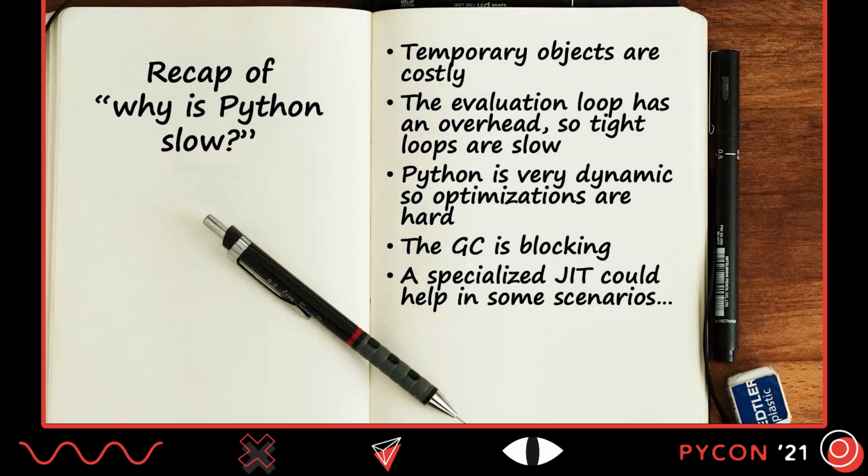So let's recap the conclusion of why is Python slow. There's a temporary object problem. There's the evaluation loop of CPython and the big overhead that has, so tight loops and cycles are really slow. Most attempts at improving the performance of Python come with major drawbacks to either compatibility or platform support. And so having a truly compatible optimizer for Python is actually pretty tricky. The garbage collector is a stop everything collector, unlike Node.js, which does a multi-threaded mark process. And lastly, the theory is that a specialized JIT could help in some scenarios.